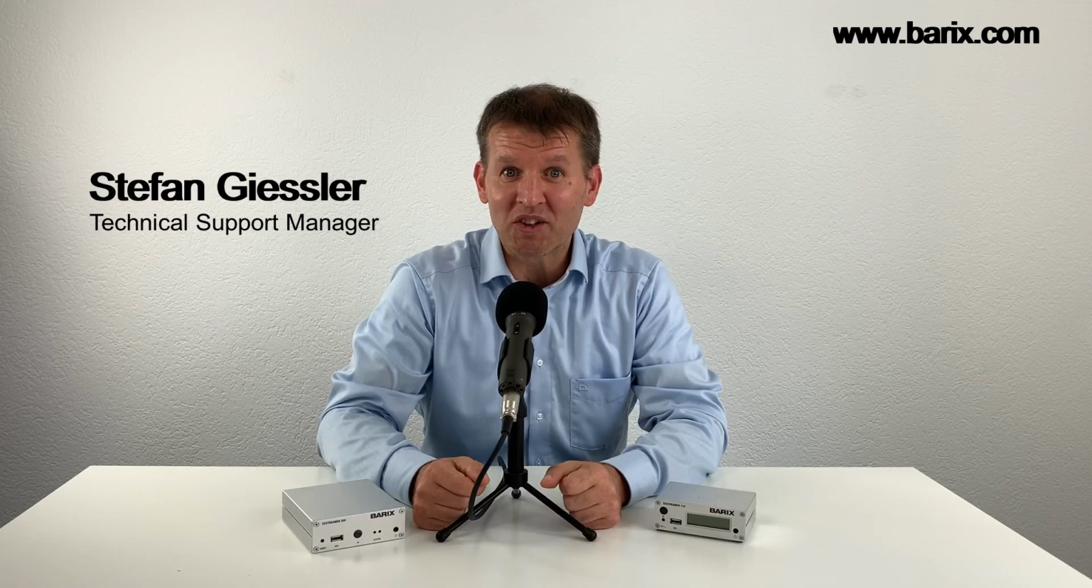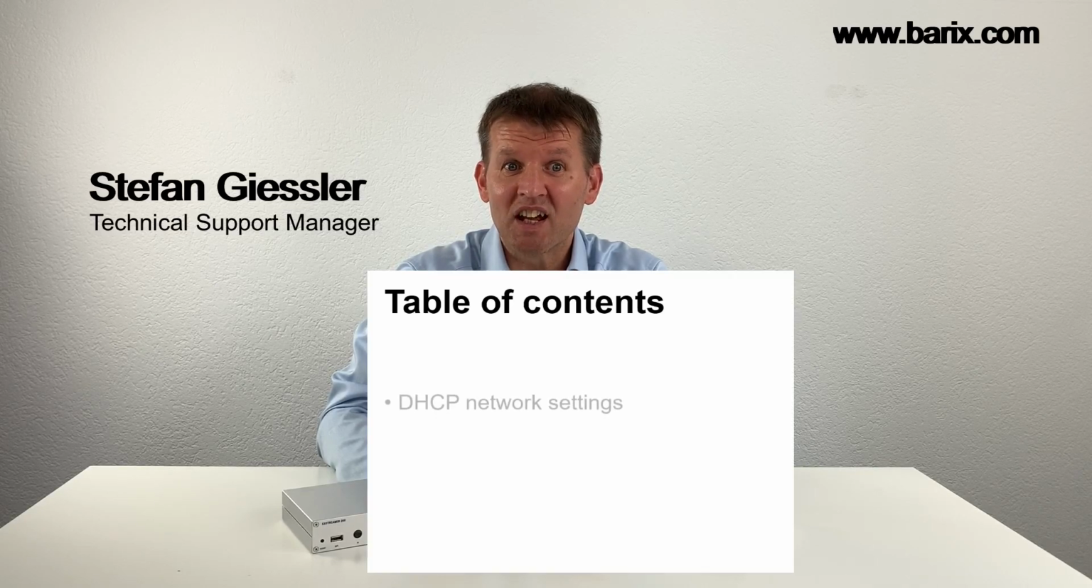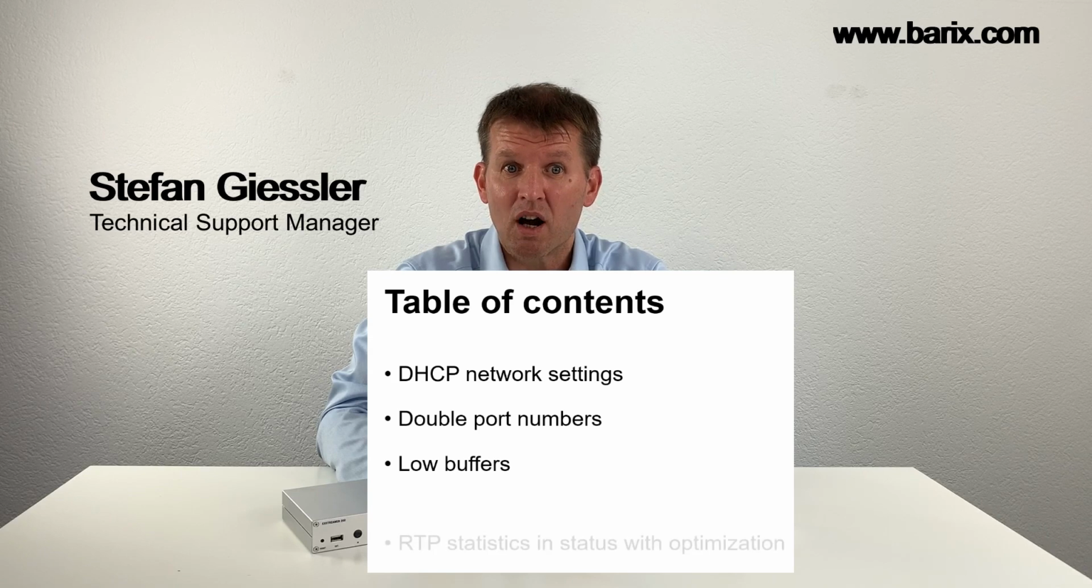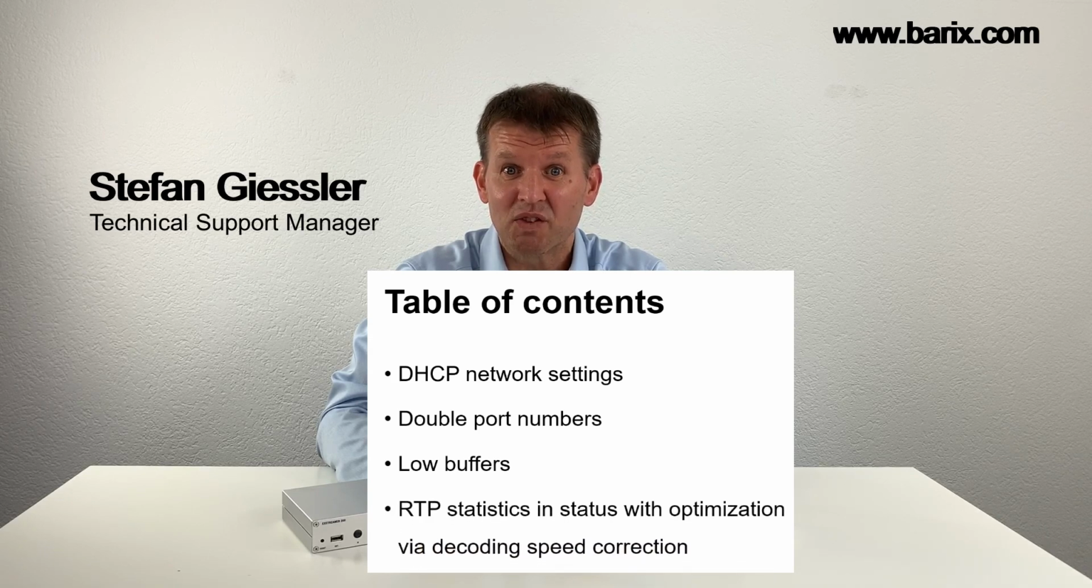I will talk about the following troubleshooting topics: DHCP network settings, double port numbers, low buffers, and RTP statistics in the status with optimization via decoding speed correction. Let me share my screen now and start with number 1, the DHCP network settings.